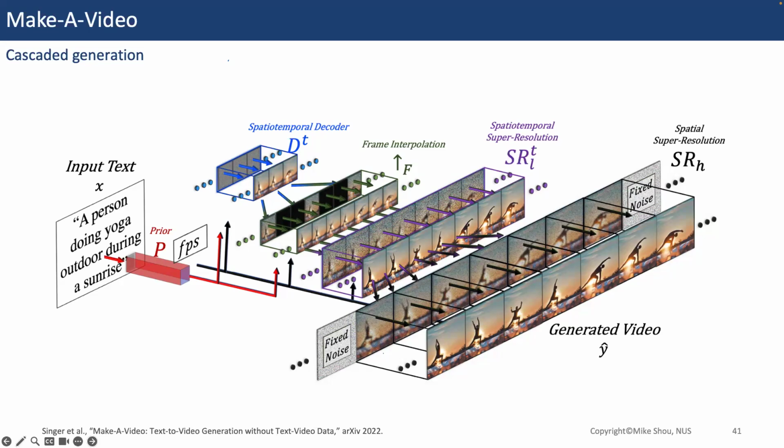And also frame interpolation. To increase the duration and the number of frames, this stage takes the generated keyframes and interpolates additional frames between them. And the third one is spatial temporal super resolution. At this stage, the temporal and the spatial resolution are enhanced, and this improves the visual quality and also the resolution and duration of the frames generated in the previous stage. And also the spatial super resolution at the final stage to further increase the video quality.